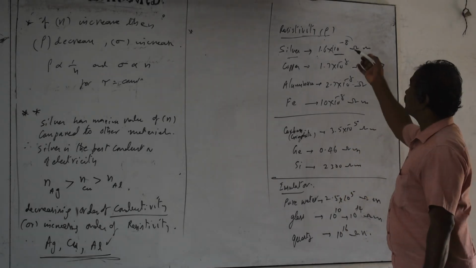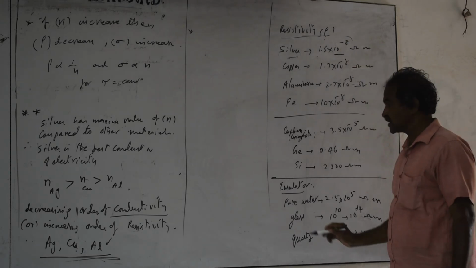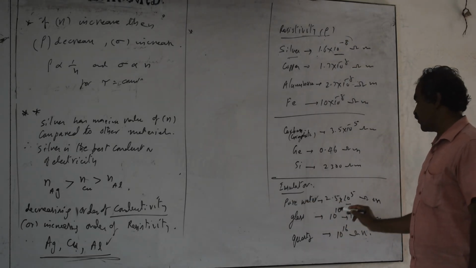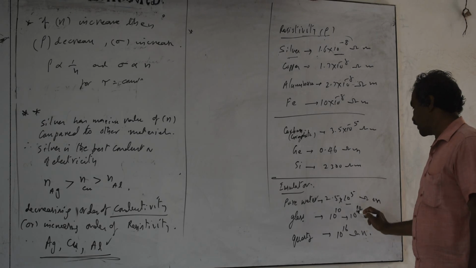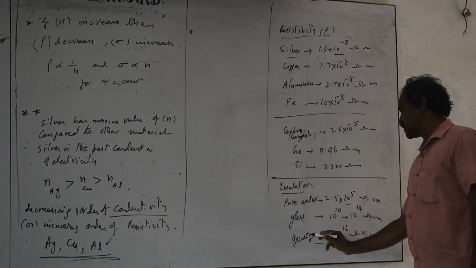Resistivity is very high for insulators. For insulators, water is 10 to the power of 5, glass is 10 to the power of 14, powers 14. Quartz is a crystalline form of silicon.